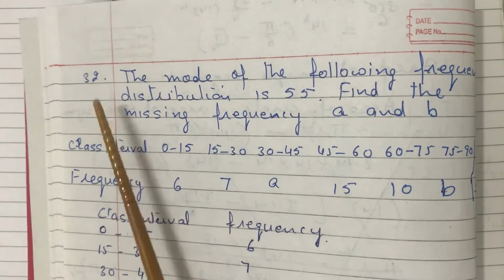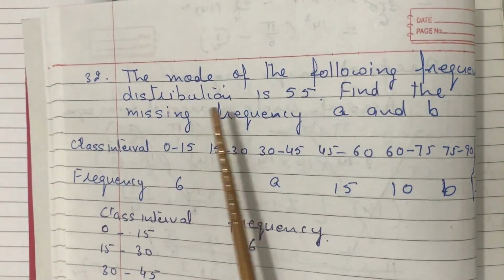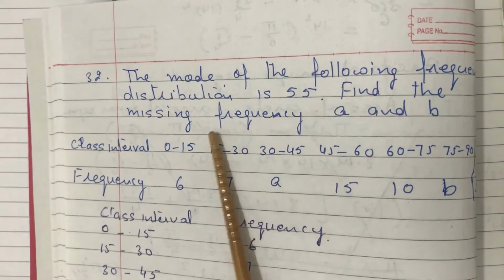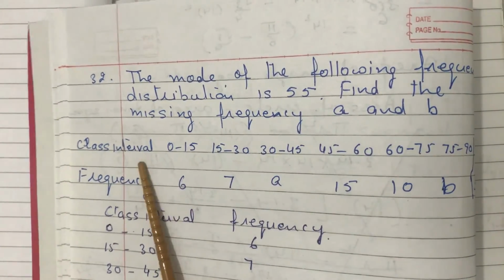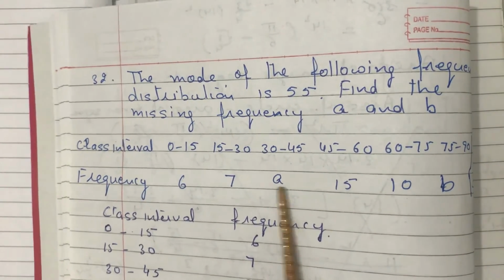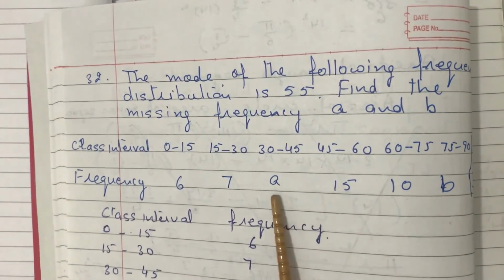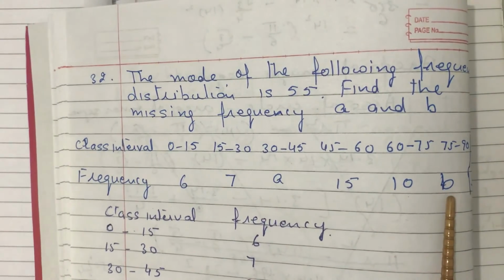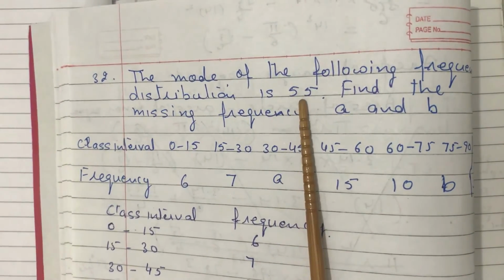Now question number 32. The mode of the following frequency distribution is 55. Find the missing frequencies A and B. Now these class intervals are given, frequency is given. There are two unknowns, one is A, one is B here. And we have to find the value of this A and B. And mode is given 55.